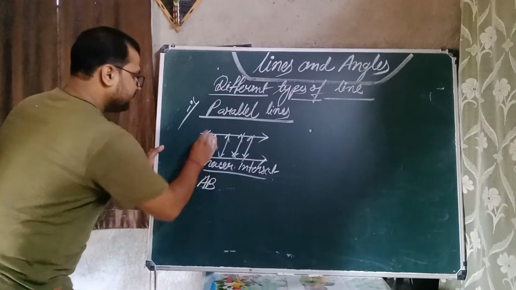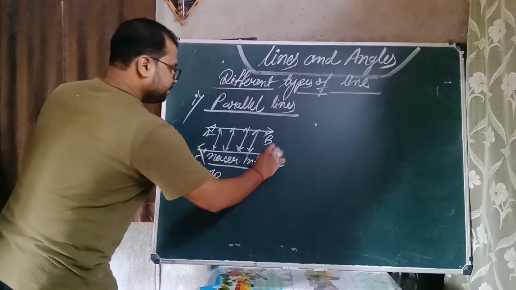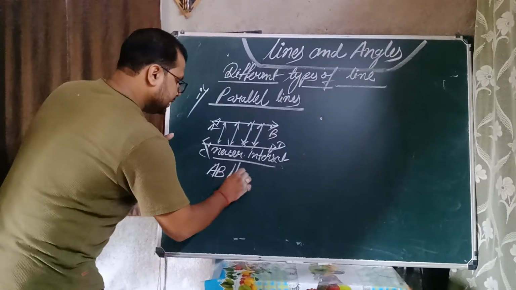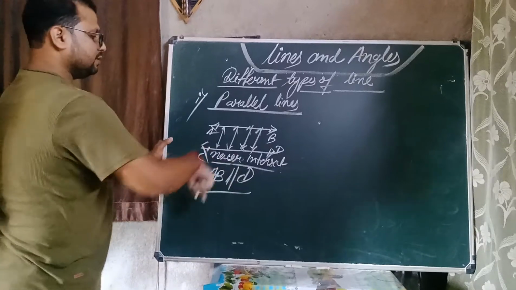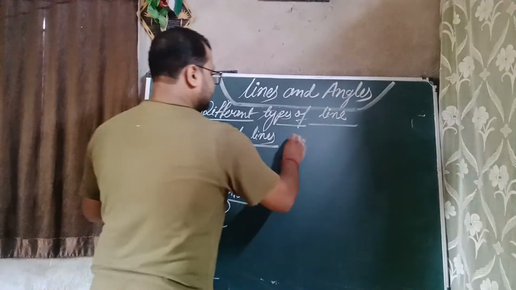Suppose I have shown this AB and this part is CD, so AB is parallel to CD, which will be shown with this particular symbol. Okay, clear? Second, intersecting lines.